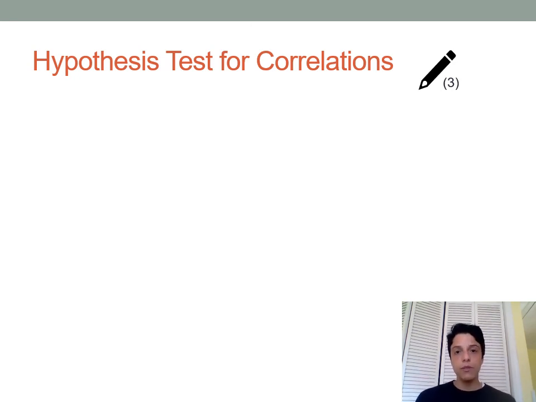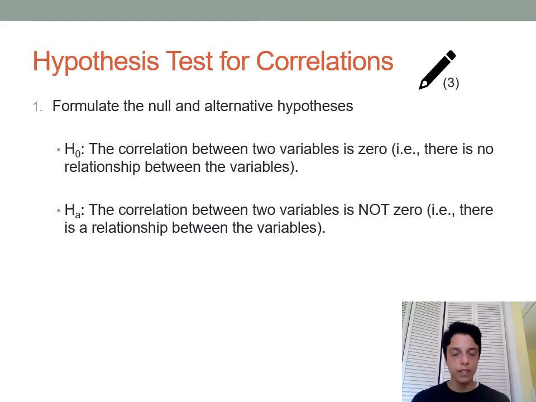Correlations can also be used to do a hypothesis test to determine whether two variables are related in a population. And as with any hypothesis test, we're going to be looking at research or null and alternative hypotheses. Your null hypothesis in a hypothesis test for correlations is that the correlation between two variables is 0. So in other words, there's no relationship between those variables at all. You couldn't possibly predict the value of one from the value of another. And so the null hypothesis is that in the population, there is no relationship between two variables.